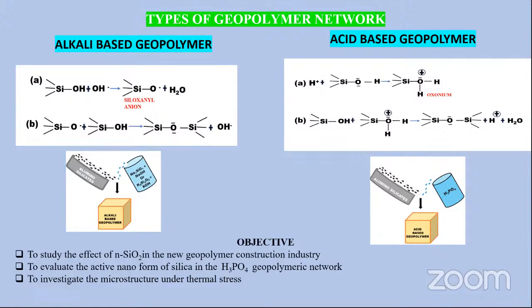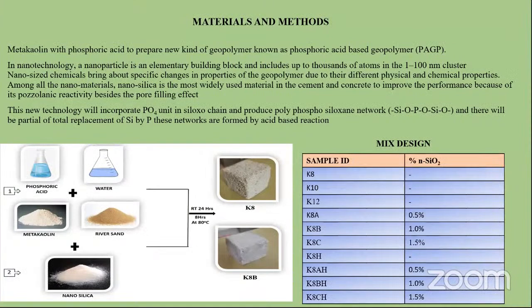The main objective of the study is to study the effect of nanosilica in the new geopolymer construction industry, and to evaluate the active nano form of silica in orthophosphoric geopolymeric network to investigate the microstructure under thermal stress. So, materials and methods: metakaolin with phosphoric acid to prepare a new kind of geopolymer known as phosphoric acid based geopolymer. In nanotechnology, a nanoparticle is an elementary building block and includes up to thousands of atoms in a 1 to 100 nanometer cluster. Whereas nanosilica, among all nanomaterials, is a widely used material in cement and concrete to improve the performance because of its pozzolanic reactivity besides the pore filling effect.